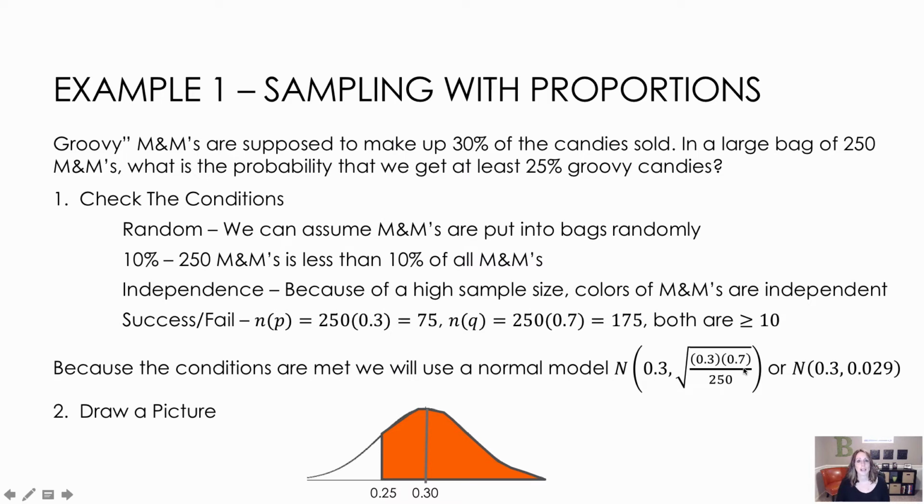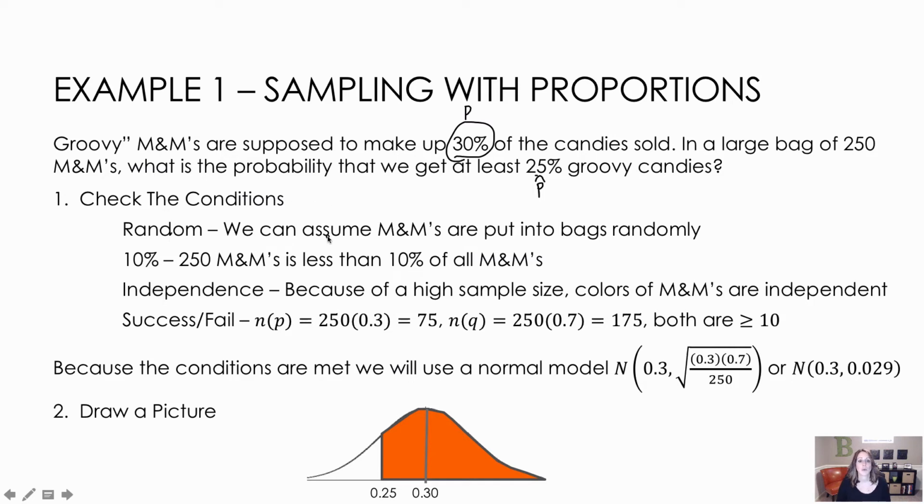So Groovy M&Ms, I've noticed now they have chili M&Ms and honey nut M&Ms, which is interesting. But Groovy M&Ms are supposed to make up 30% of the candy sold. In a large bag of 250 M&Ms, what's the probability that we get at least 25% Groovy candies? So again, this is expected, so this is our p. At least 25%, that's what we're testing. That's our p hat. We're going to check those conditions.